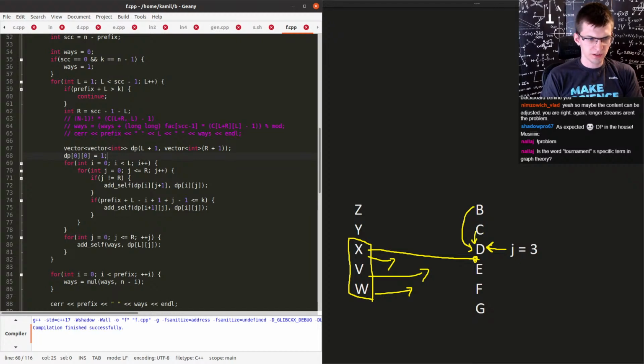Is the word tournament a specific term in graph theory? Yes, it is. If you Google tournament graph theory, there should be an entry on Wikipedia. Tournament basically means that you can compare every two elements, let's say. Maybe that's a stupid definition. Forget about what I said. There is a directed edge between every pair of vertices. That's a tournament in graphs.